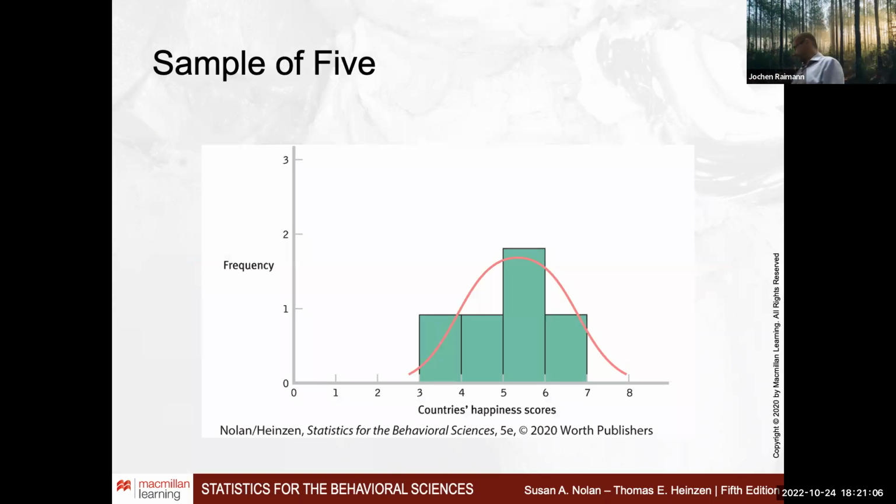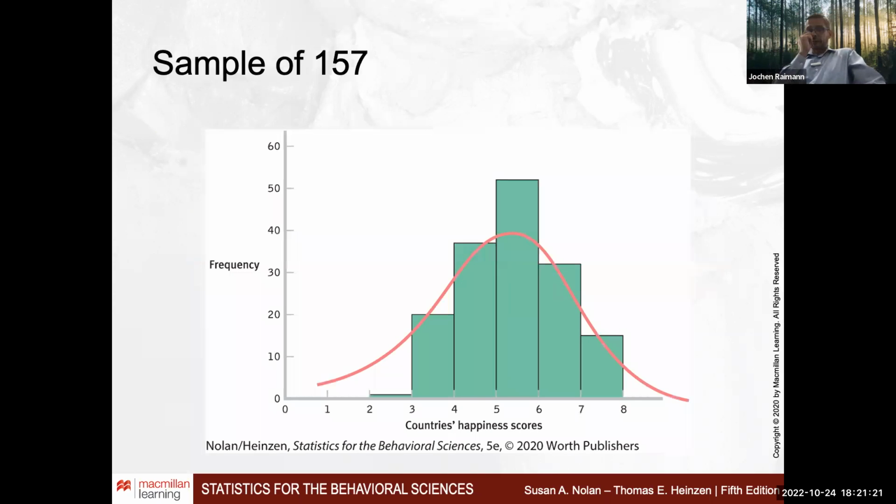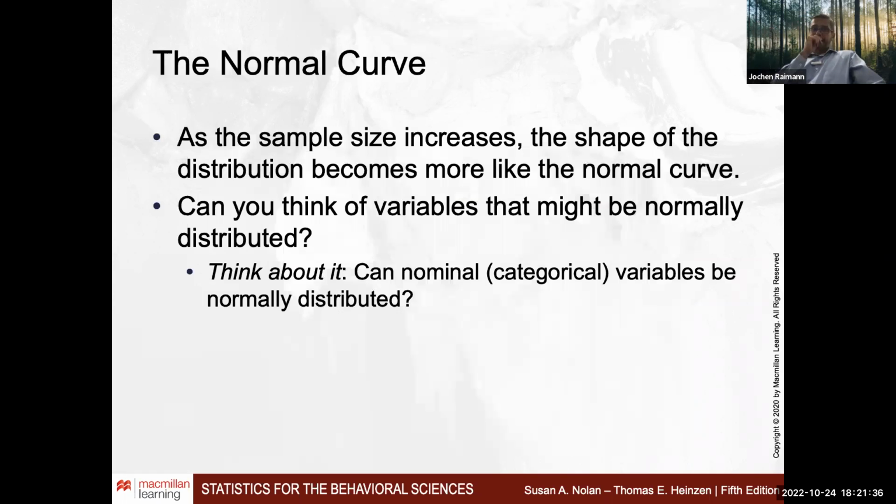So if you have your sample of 5, you can't really see that normal distribution represented by your data. If you look at the same histogram with a sample of 30, it shapes a bit more like a normal distribution. And if it then is expanded to 157, which is that data set that I have attached with the happiness scores, you essentially see more of a normal distribution in that data. So as the sample size increases, the shape of the distribution becomes more like a normal curve.